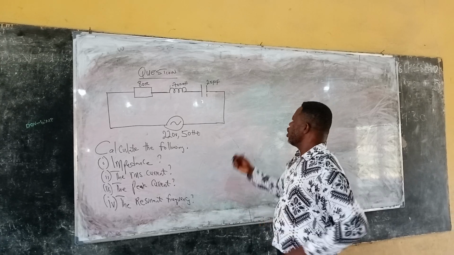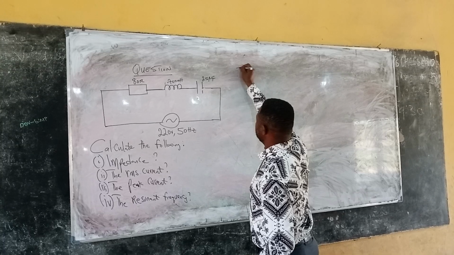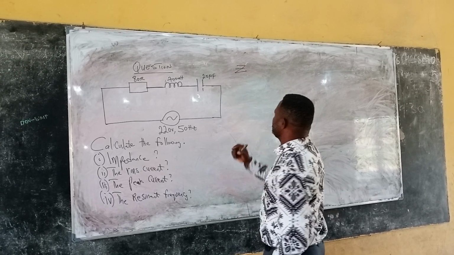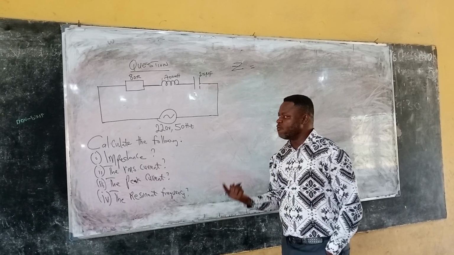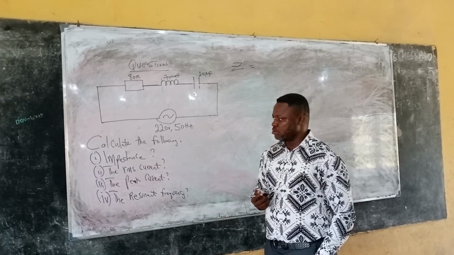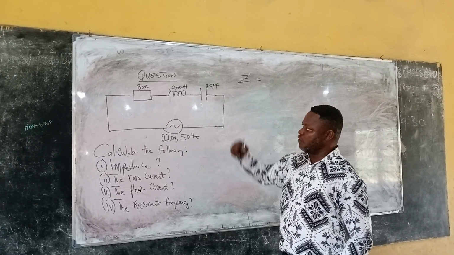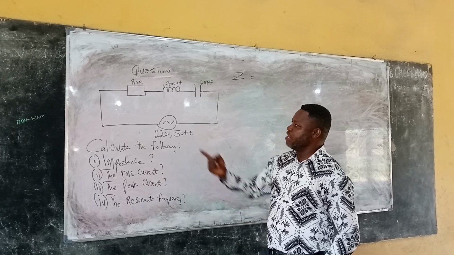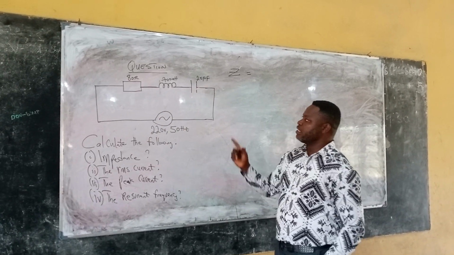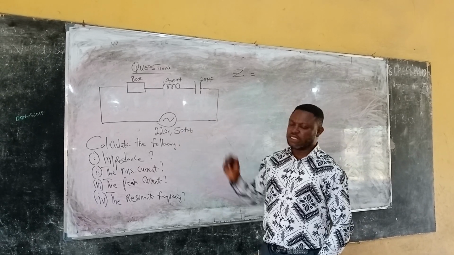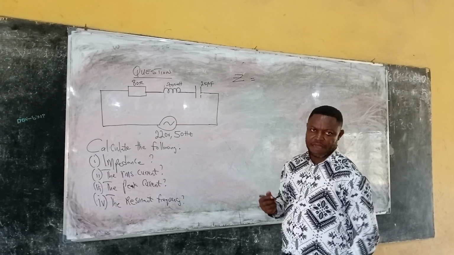So here now, when we want to find the impedance, which in earlier classes we've already established is Z, impedance is actually the overall opposition offered by these three components to the flow of an alternating current. The components are the resistor, the inductor, and the capacitor. So the combined opposition by these three components in the circuit will now give rise to impedance.